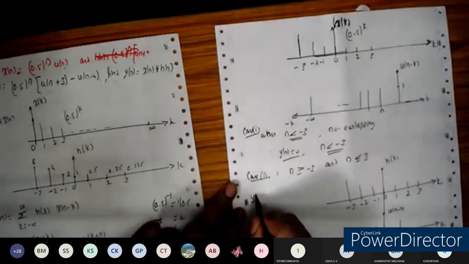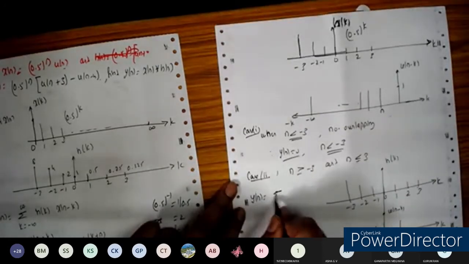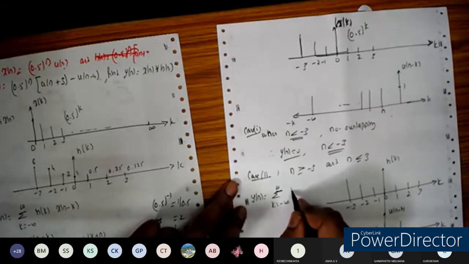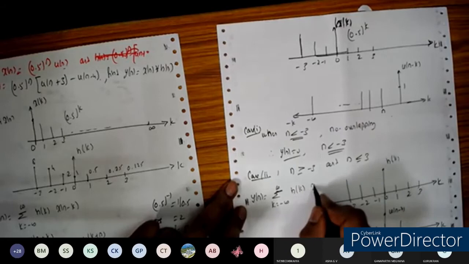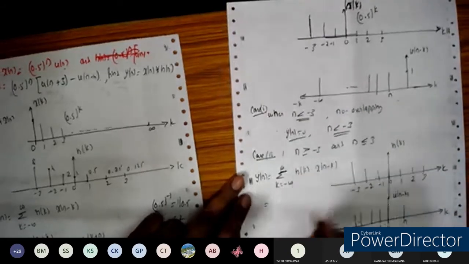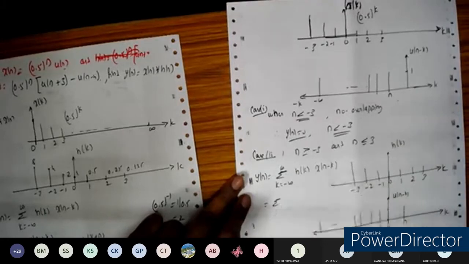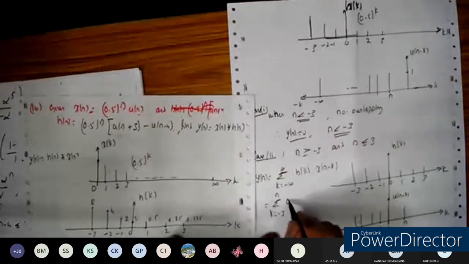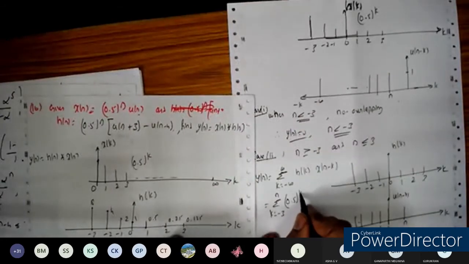So I'm going to consider the generalized formula: y of n is equal to the summation over k of h of k times x of n minus k, because we introduce the shift. Since k can take values from minus 3 up to n, h of k is 0.5 to the power of k.